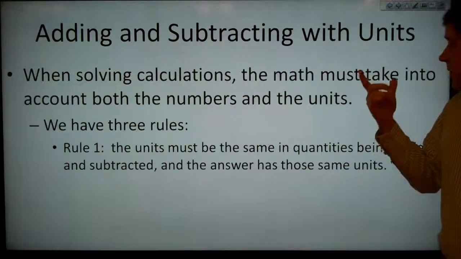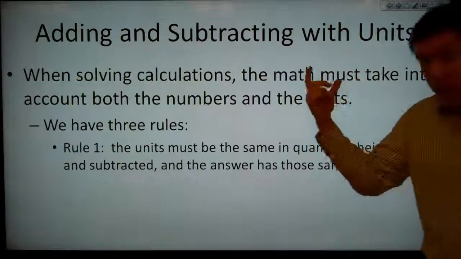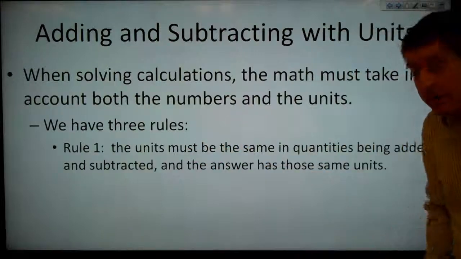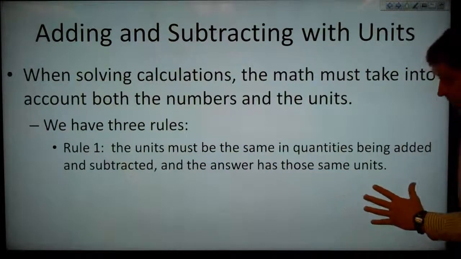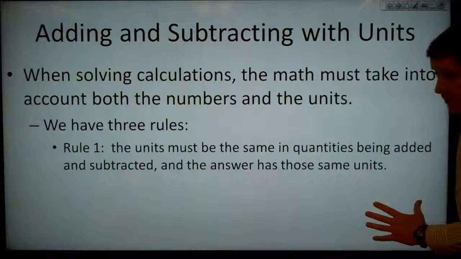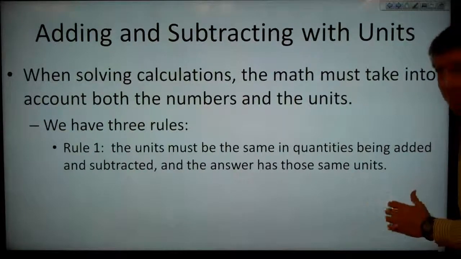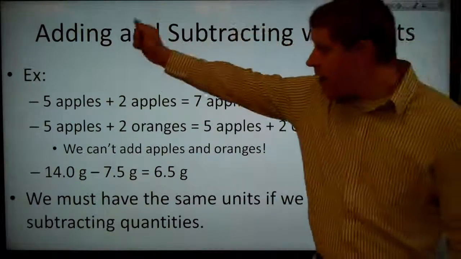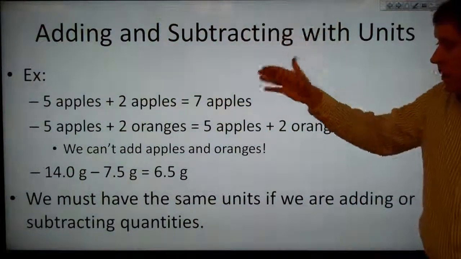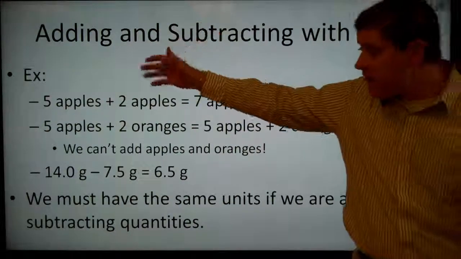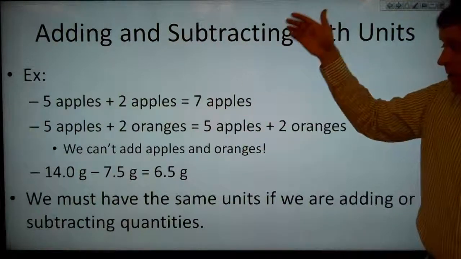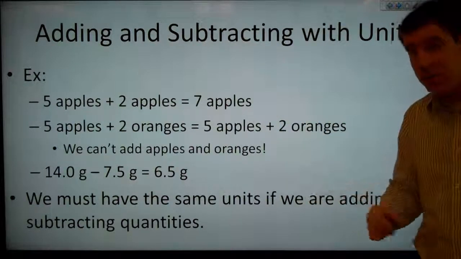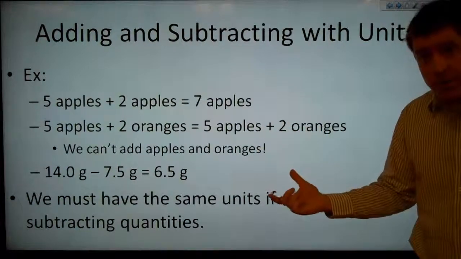When solving calculations, the math must take into account both the numbers and the units. And we've got 3 rules. Rule number 1 is that the units must be the same in quantities being added and subtracted, and the answer has those same units. Let's look at some examples. If we have 5 apples plus 2 apples, we have 7 apples. If we have 5 apples and 2 oranges, we still have 5 apples and 2 oranges. We don't get to say we have 7 apples or 7 oranges, because we can't add apples and oranges. They've got to be the same.